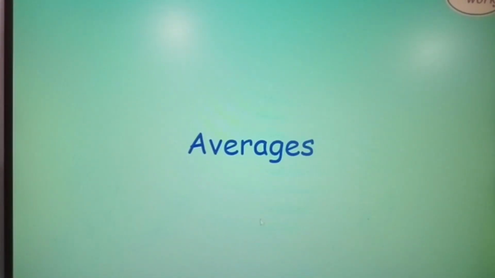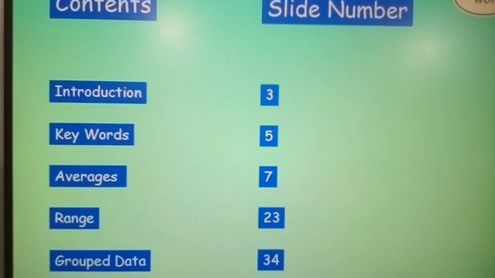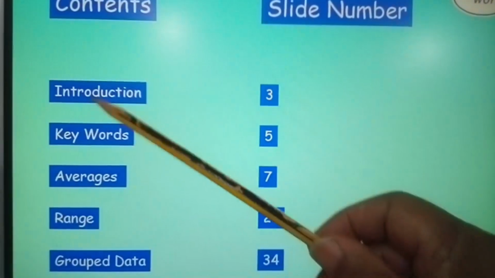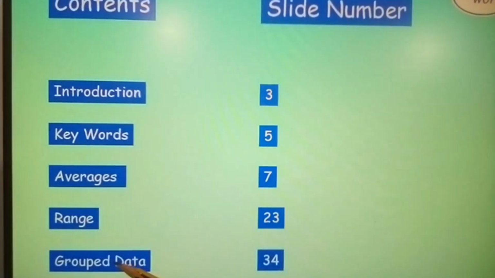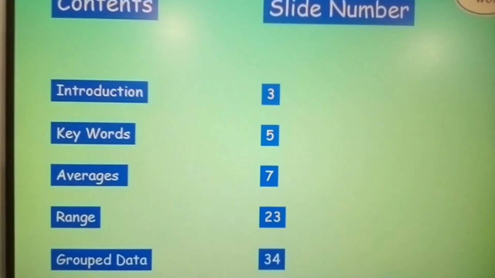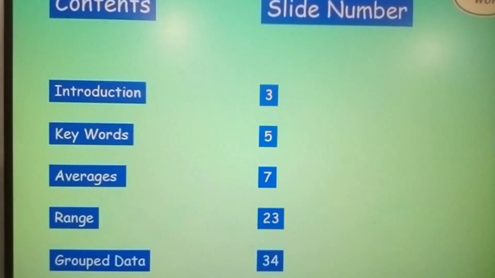Averages. What do we know about it? Well, first thing we're going to consider is the contents that we're going to look at today: introduction, keywords, averages, range, group data. Never mind slide numbers, because we're going to go through those step by step.